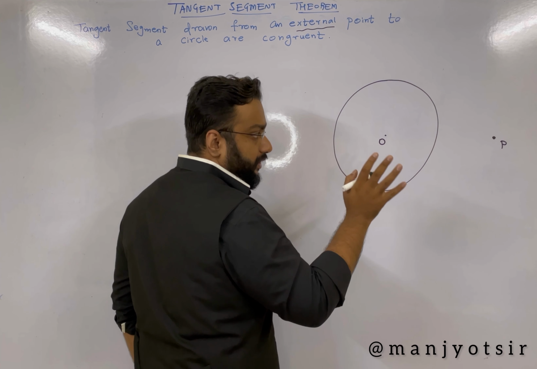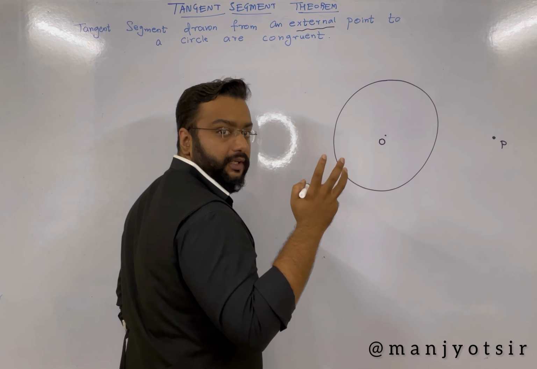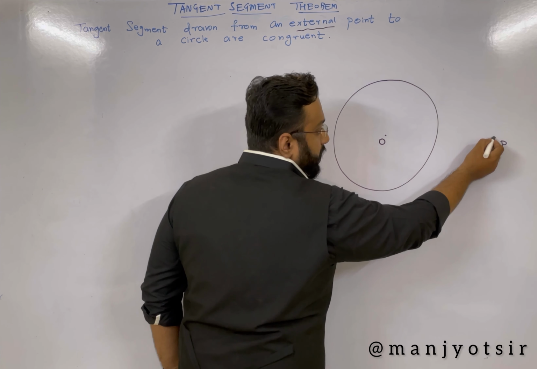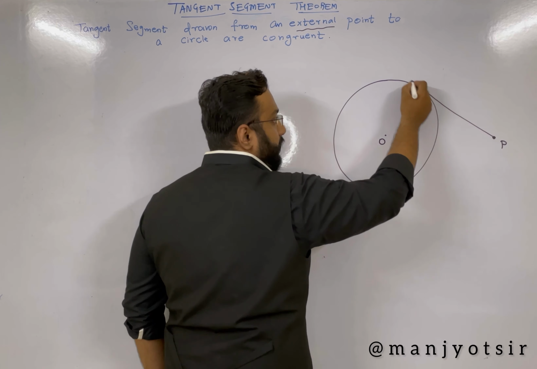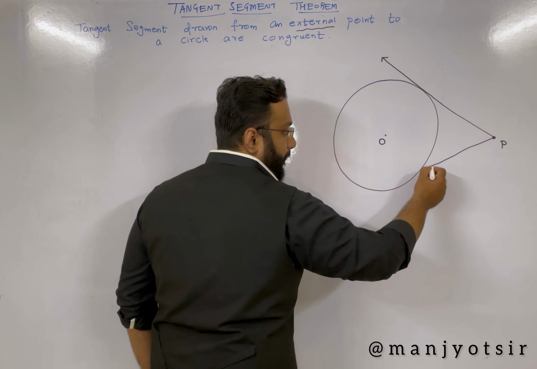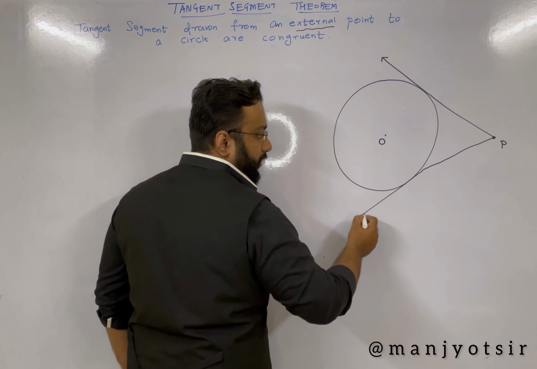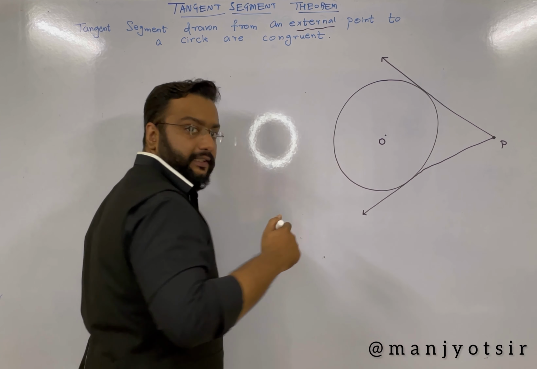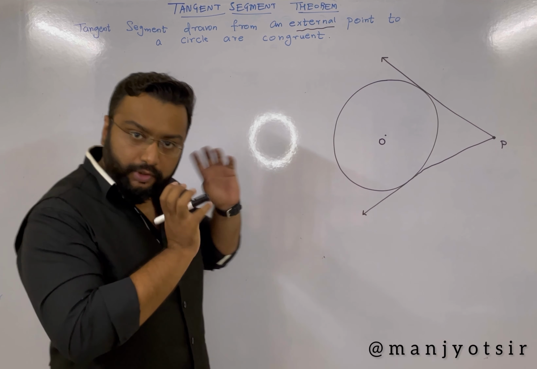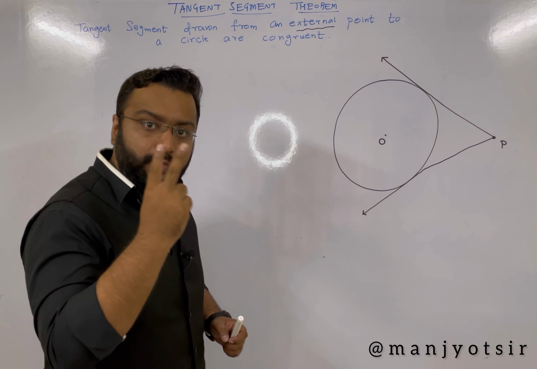Now from this external point, if you observe, we can draw only two tangents. One at the top. So this is one of the tangents, and the second at the bottom. If you observe carefully, we cannot draw any third tangent. So from an external point to the circle, we can draw only two tangents.